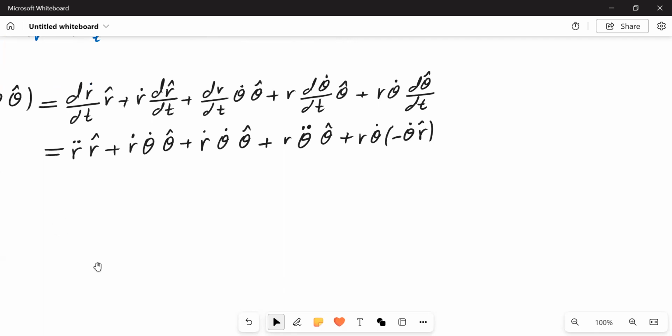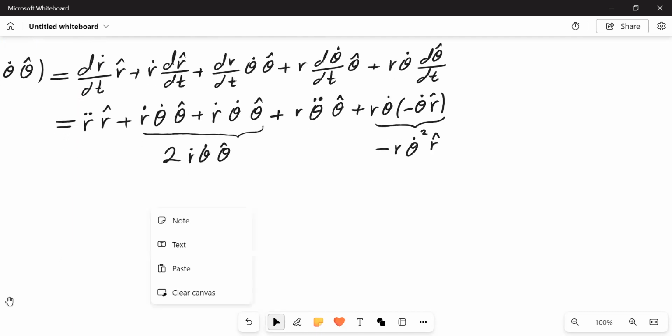So I'll just write one more step here. First of all, we can see that these two terms are essentially the same. So that gives me 2r dot theta hat. And this last term here, I can write it as minus r theta dot squared r hat. All right. Now, if I factor the unit vectors here in the radial direction, I would have an r double dot from the first term, and from the last term here, we have a minus r theta dot squared.